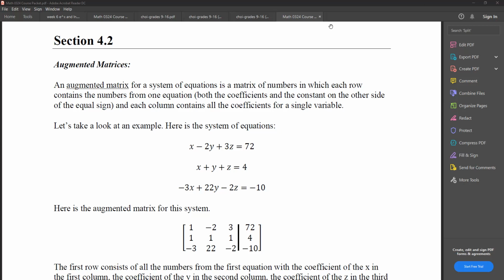Let me annotate. So this is the coefficient 1. X is 1, Y is -2, Z is 3, and that equals 72. You see how I'm just turning all the coefficients into a matrix. The second row would be 1, 1, 1, 4. The third row would be -3, 22, -2, -10. This is what they call an augmented matrix. They put a little bar here that you don't really write, but that's just to show you that your solutions are over here.